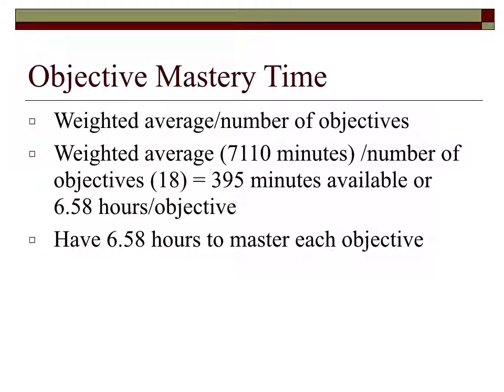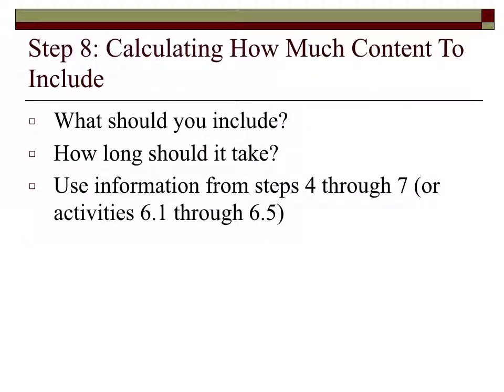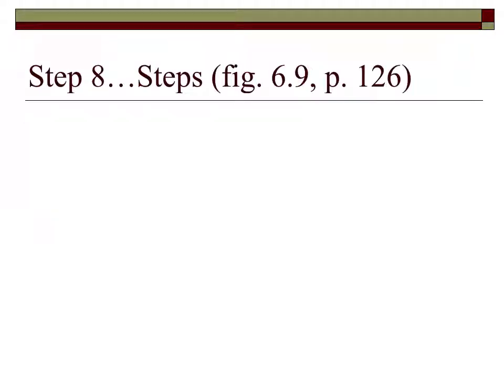So again, at the end of step 7, this is the number we wanted, 6.5 hours to master each objective. And then we go on to step 8. Step 8 is calculating how much content to include. What should you include in your curriculum? How long should it take? And so we're going to use information from steps 4 through 7, or activities 6.1 to 6.5, to complete this step.